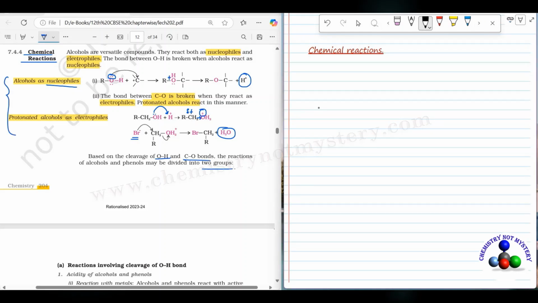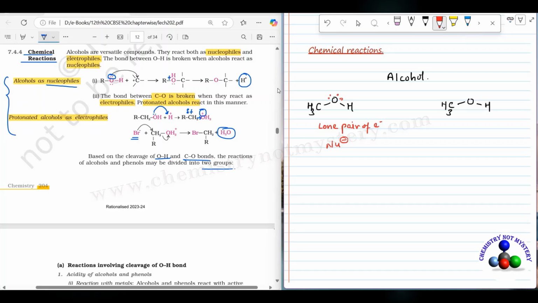Now let's try to understand when alcohol acts as a nucleophile and when it acts as an electrophile. So this is alcohol. Let's draw the structure of alcohol. As an example of alcohol, we can draw the structure of methanol. So this is CH3OH. And here also again I am going to draw the same structure, CH3OH. In alcohol, oxygen carries a lone pair of electrons. Due to the presence of a lone pair of electrons, it acts as a nucleophile because it can donate a lone pair of electrons to an electrophilic center.